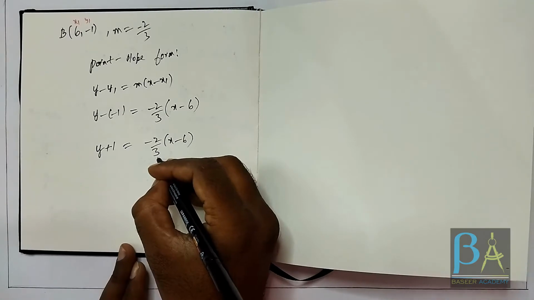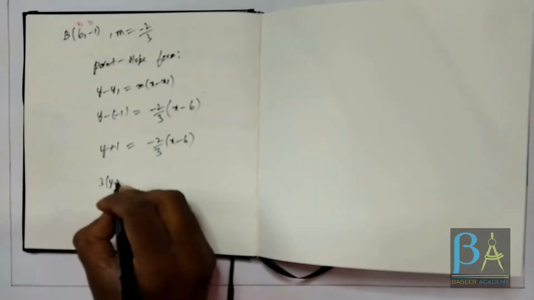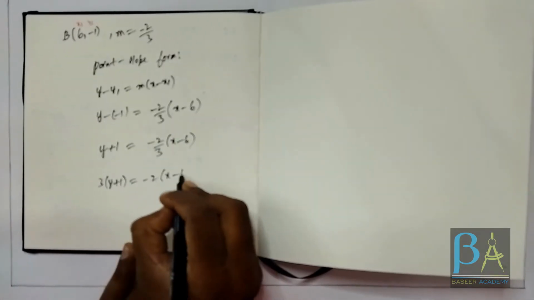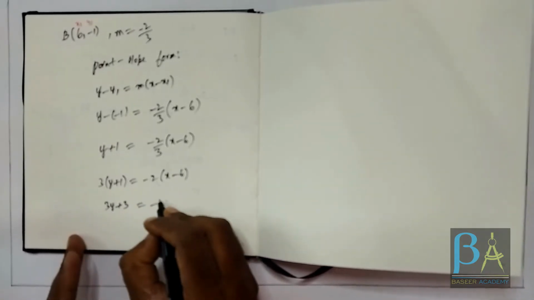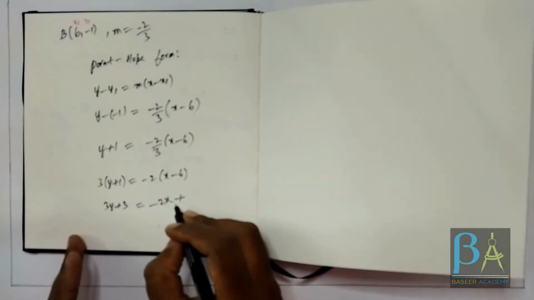3 is dividing on the right hand side, so 3 should multiply on the left hand side. So what do I end up getting now? 3 into y is 3y, 3 into 1 is 3, 2 into x is 2x, minus into minus, that gives us plus.